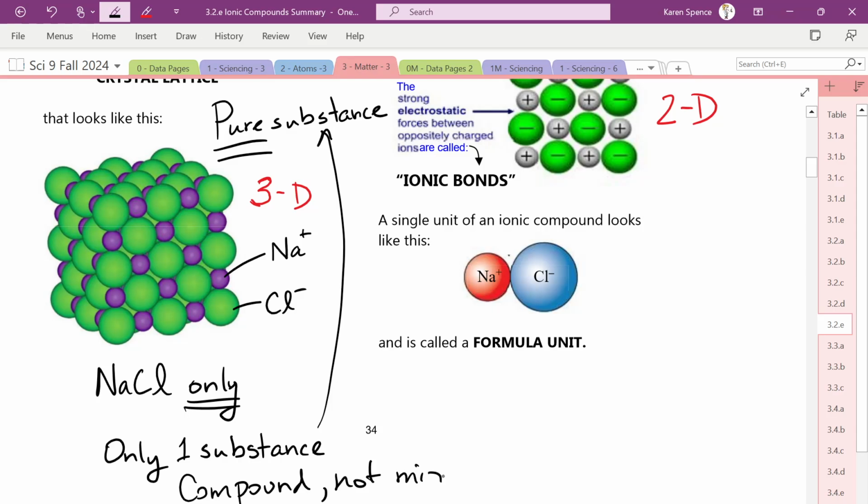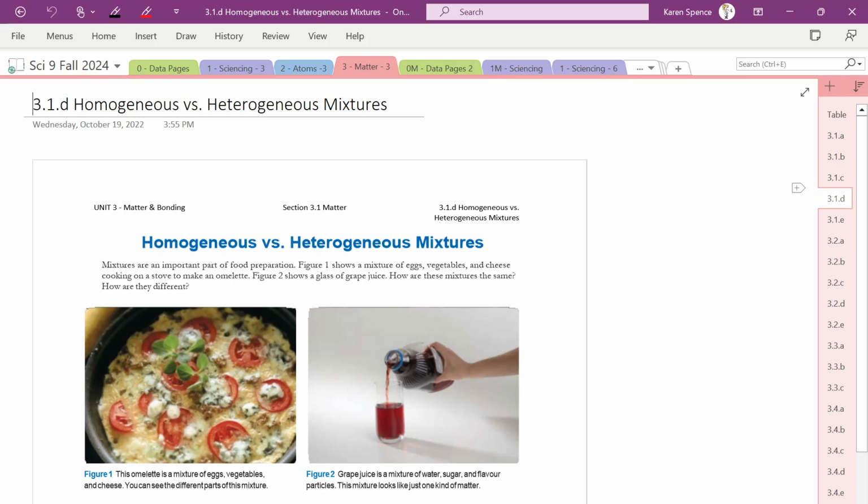Wait, so everything's connected, it's a compound, like everything's together? Not necessarily. Okay, if you have an ionic compound, NaCl, and you should recognize that this is how ionic compounds exist, but you could have, what page was that on? 3.1 something, let's guess it's here. Yeah, in here.